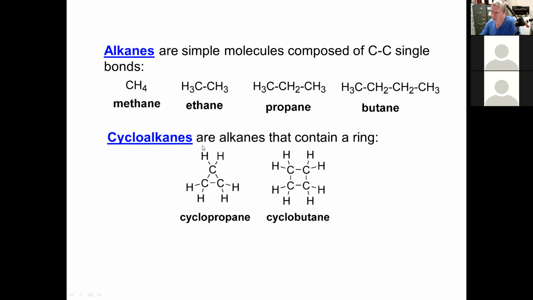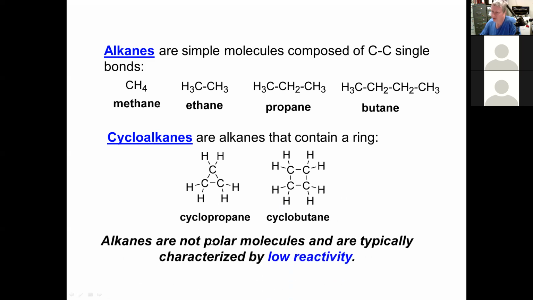We also have cycloalkanes that contain a ring. So cyclopropane and cyclobutane are examples of cycloalkanes. Alkanes are not polar and are typically not reactive, right? I said they're kind of boring in terms of reactivity. They are not very reactive comparatively to polar molecules.